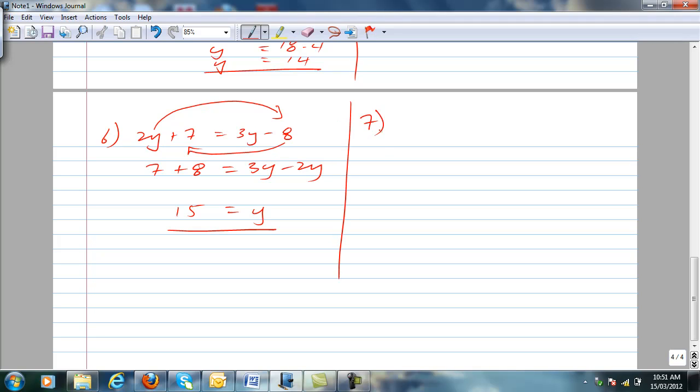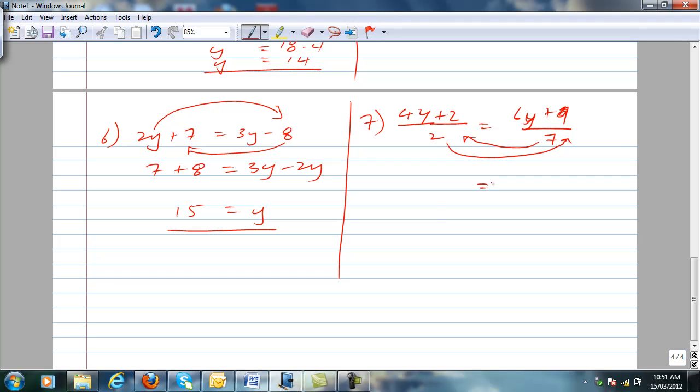Question 7. We've got 4y plus 2 upon 2 is equal to 6y plus 9 upon 7. In these questions, we've got fractions on either side. Right? And what I'll do, I'll get rid of these denominators first. So I'll take the 2 the other side and I'll take the 7 the other side.